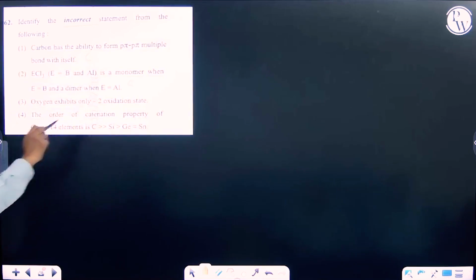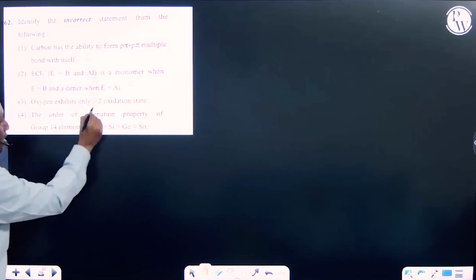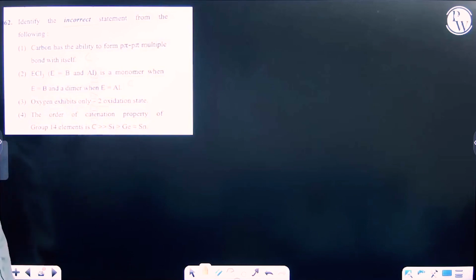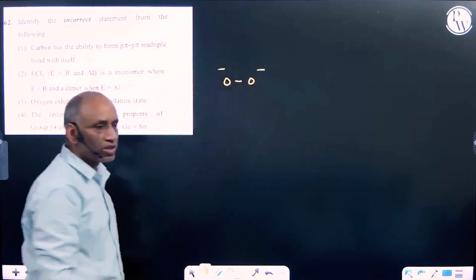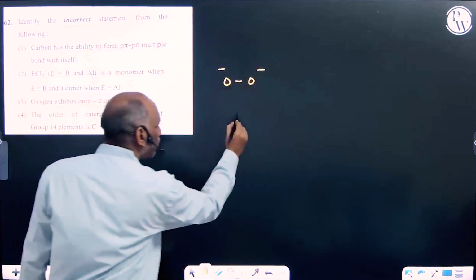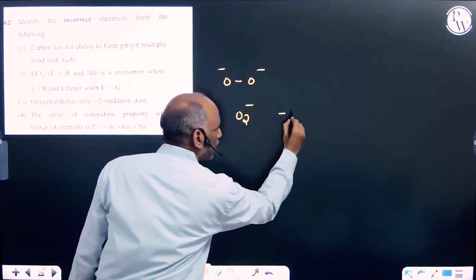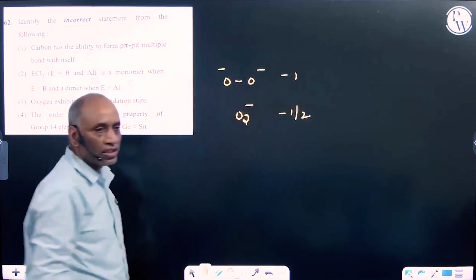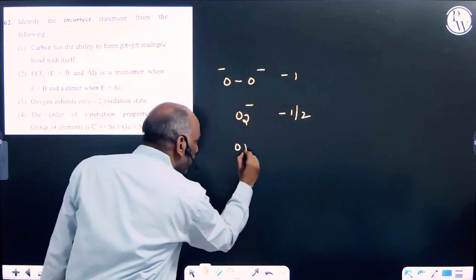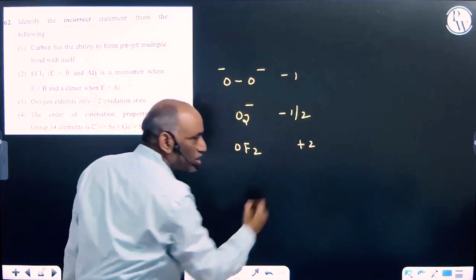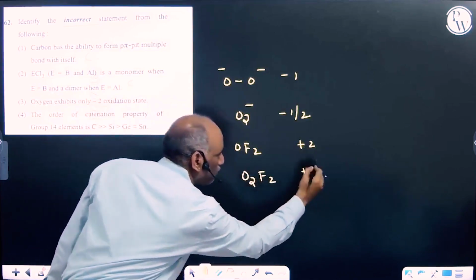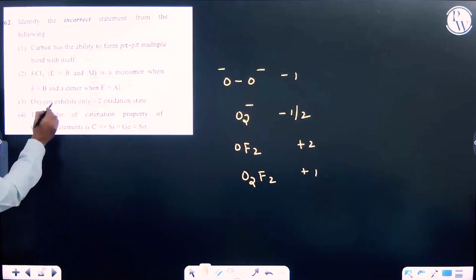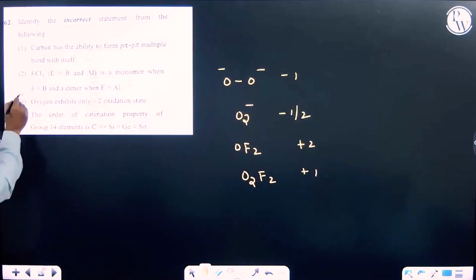Oxygen exhibits only -2. It's a blunder. -2 only in oxides. If you take peroxide, it will exhibit the -1 oxidation state. If you take superoxide, O2 minus, it will exhibit the -1/2 oxidation state. If at all it is combining with another element like OF2, it can show +2 also. If at all it is O2F2, then it can exhibit +1. So this option is incorrect and it is the correct answer which you need to choose.